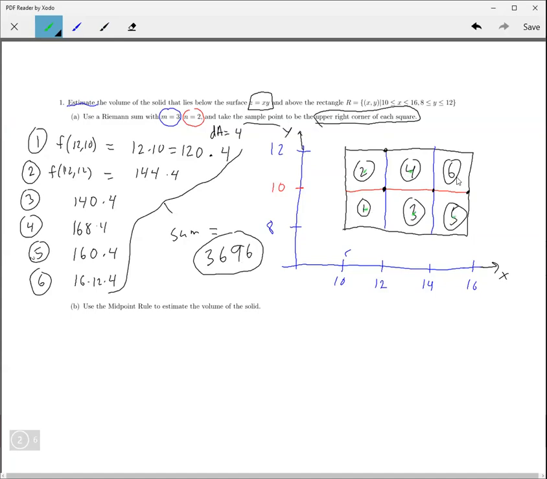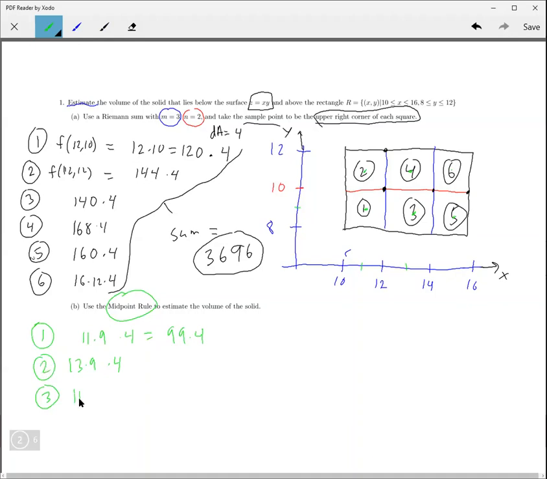So now the second part, B, is using the midpoint rule. That means you're going to choose the center point of each one of these rectangles. Okay, so for the first one, what's the center point? It's 11, 9, yeah, so that's going to be 11 times 9. 99. Yeah, 99 times 4. And then the second one, that's 13 times 9.